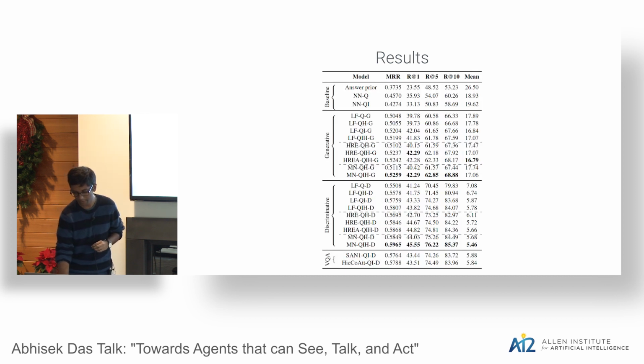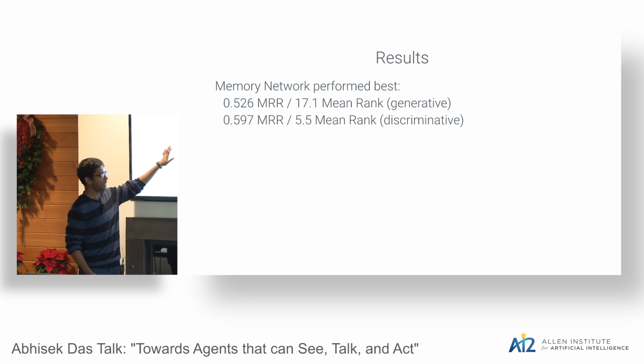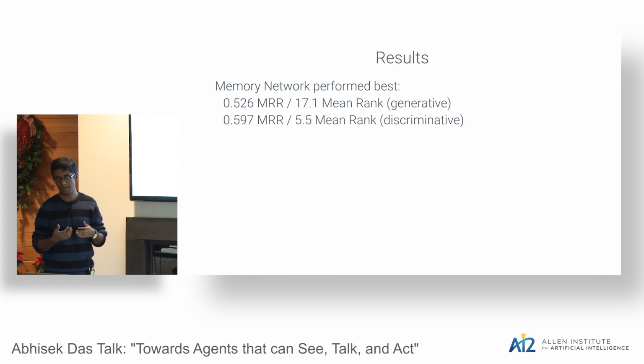Just to give you a sense for numbers, I won't go over this whole table in detail. The memory network encoder performed best at the time of that paper, and it was getting a mean reciprocal rank of about 0.6 and a mean rank of about 5.5 for the discriminative decoder. So what this mean rank number means is that that's the mean rank of the ground truth answer in this list of 100 answer options.